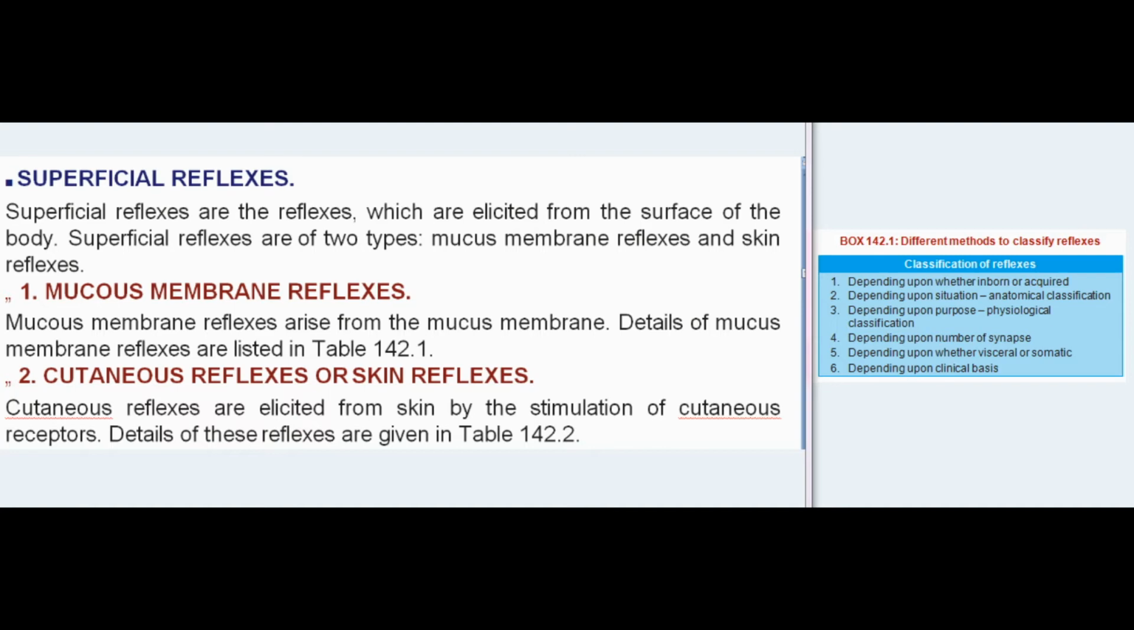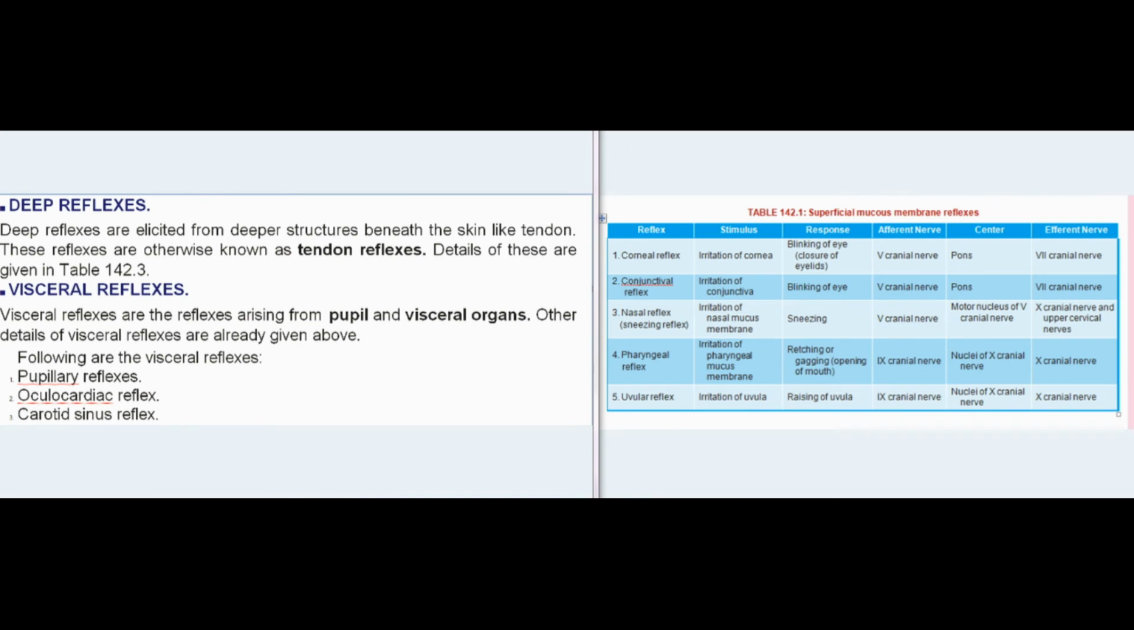Details of mucous membrane reflexes are listed in Table 142.1. 2. Cutaneous reflexes or skin reflexes. Cutaneous reflexes are elicited from skin by the stimulation of cutaneous receptors. Details of these reflexes are given in Table 142.2. Deep reflexes. Deep reflexes are elicited from deeper structures beneath the skin like tendon. These reflexes are otherwise known as tendon reflexes. Details of these are given in Table 142.3.